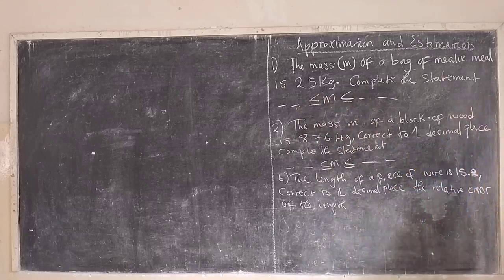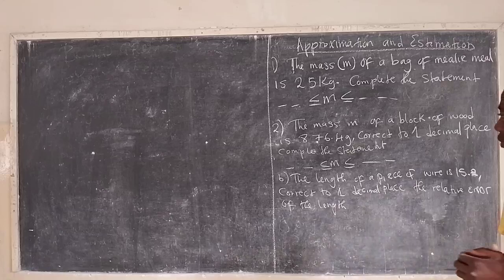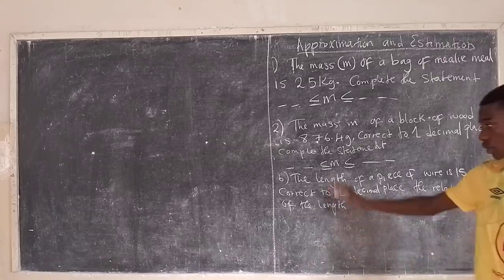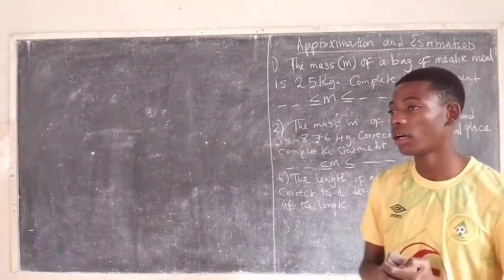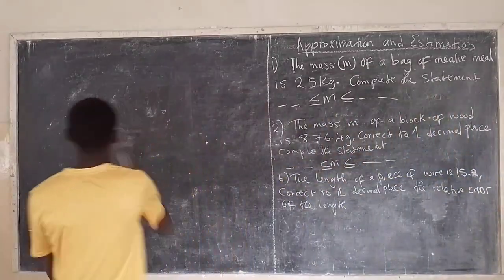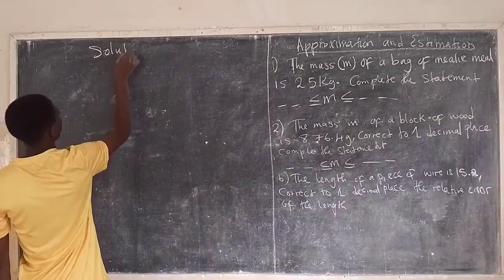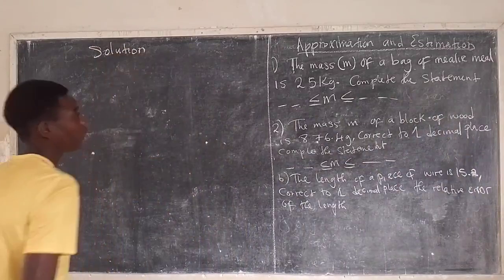Question 2 says the mass M of a block of wood is 876.4 grams, correct to one decimal place. Complete the statement. We still have that. Then B says that the length of the piece of wire is 15.2, correct to one decimal place, the relative error of the length. So our solution. So we have the length.